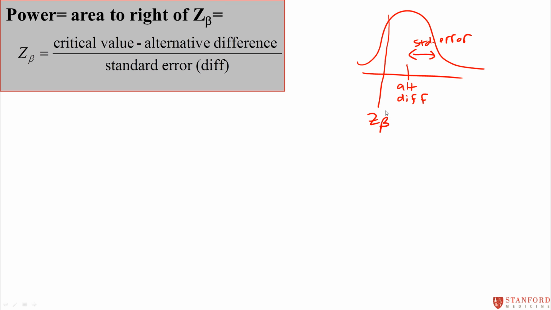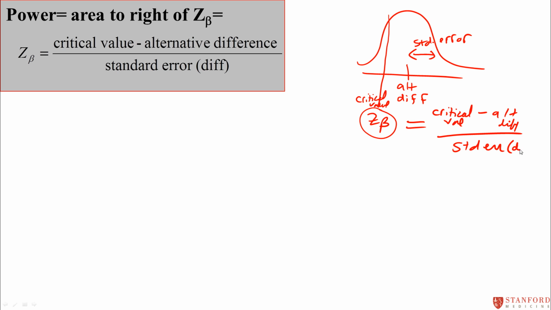How do I calculate z beta? How do I determine what this is? The critical value, I want to translate it into a z-score. How do I make a z-score? Well, I take the critical value, whatever that value is in the original units, I subtract the alternative difference, that's the mean of that curve, and I divide by the standard error of the difference, that's the standard deviation, the width of that curve. That's the general formula I've written up here. So that's a general formula for power. If I then take that z beta and I go to a standard normal chart and I find the area to the right, that will be my statistical power. So that's the idea here.